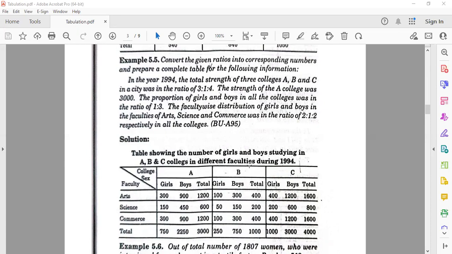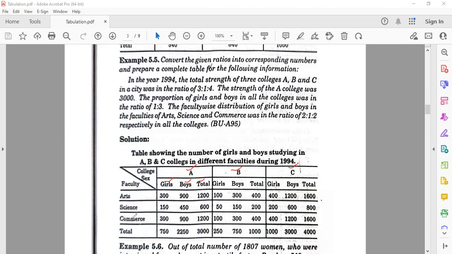So how to solve this particular problem? Now you have to put a table with a heading called table showing number of girls and boys studying in college A, B, and C. Different faculties are nothing but we have three faculty groups or three different streams: arts, science, and commerce. So these are the three different streams of people studying in the college. Now we know that any college consists of both boys and girls. So therefore we have three colleges: college A, B, and C. This is further divided into boys and girls, that total.